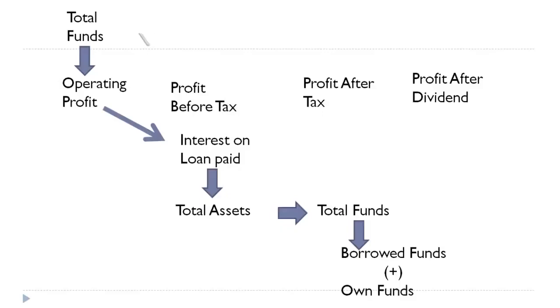But if you are not concerned about overall return on funds, but only about the return available for owners, not for all the people who had given funds, but only for the owners, then we have to look into this element, that is profit after tax. So owner's funds should be compared with profit after tax, whereas total funds should be compared with operating profit. So comparing these two would tell you the overall business efficiency, whereas comparing the owner's funds and profit after tax would tell you what is the profit that is available for owners.